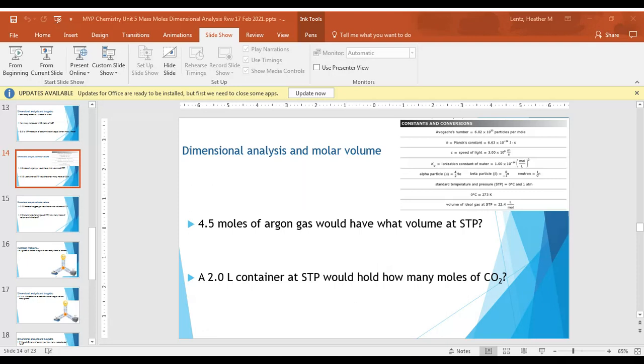I want to convert my liters to moles. I'm going to put moles on top. We know that there's 22.4 liters in 1 mole of a gas at STP. So now I can cancel out liters on top and bottom. We're left with moles, which is good because that's what my question is asking for. Multiply across the top, divide across the bottom, and we get 2 times 1 divided by 22.4.